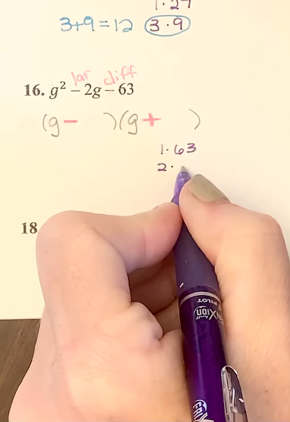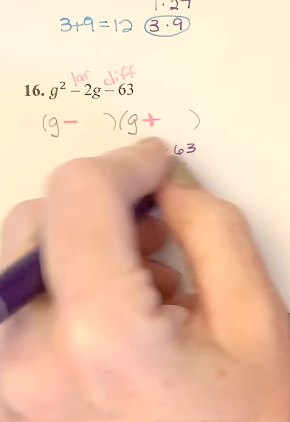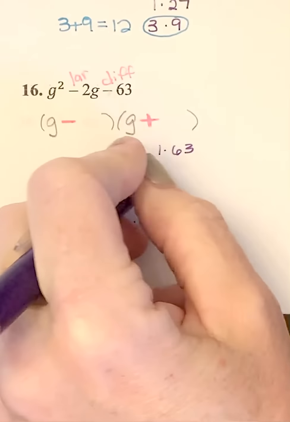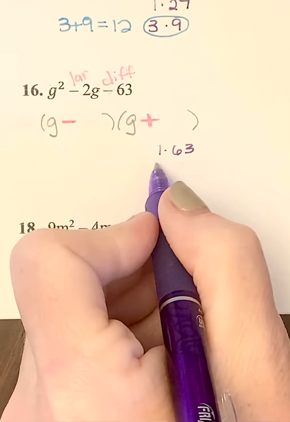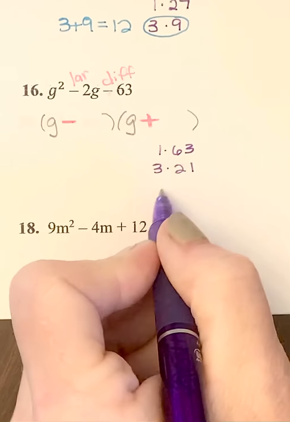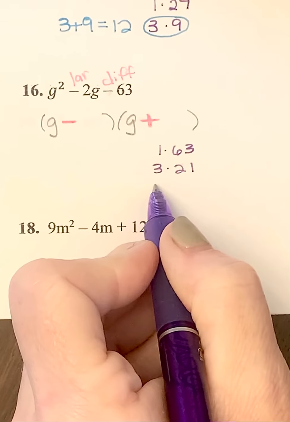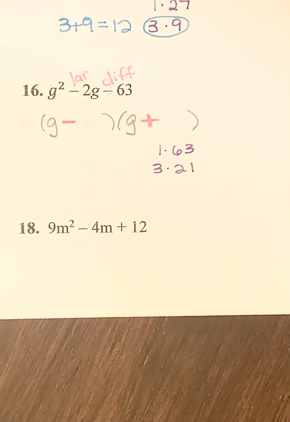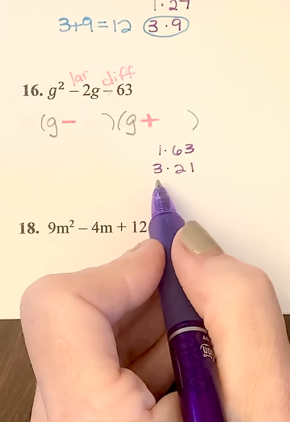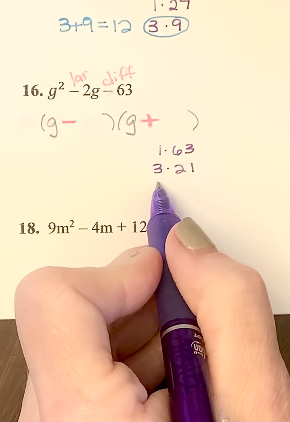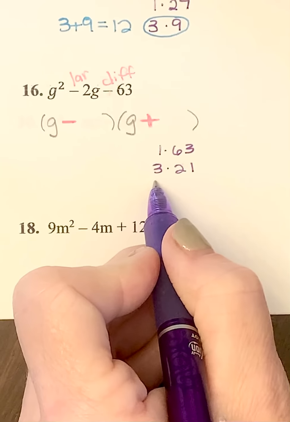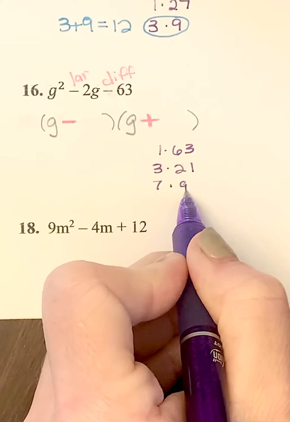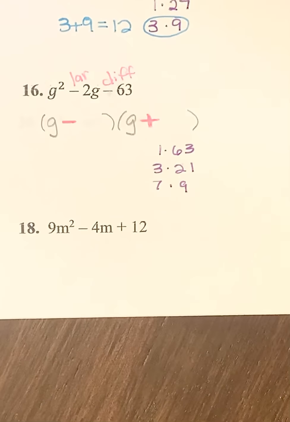1 and 63. 2 won't go into it. It's not even. 3 will go into it, so 3 and 21. Will 4 go into it? Let's see, 4. No. Will 5? No. 6? No. 7? Yes. 7 times 9 is 63.